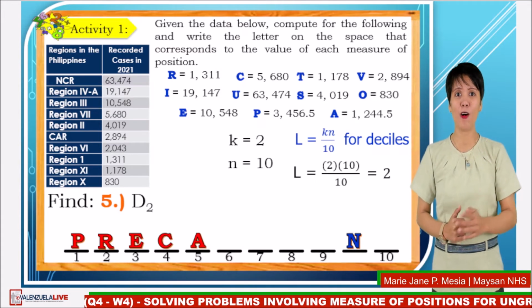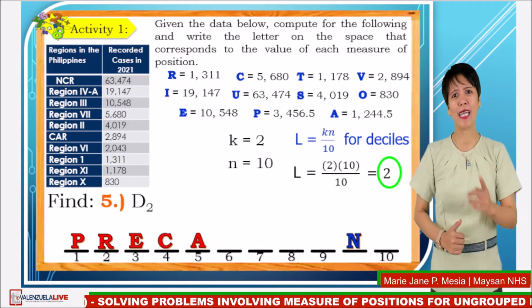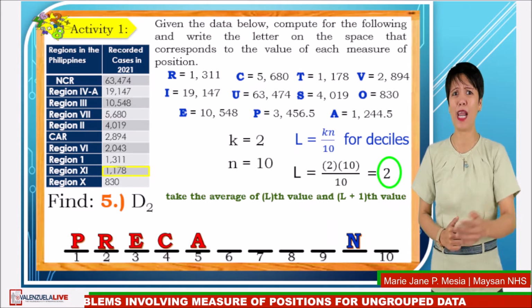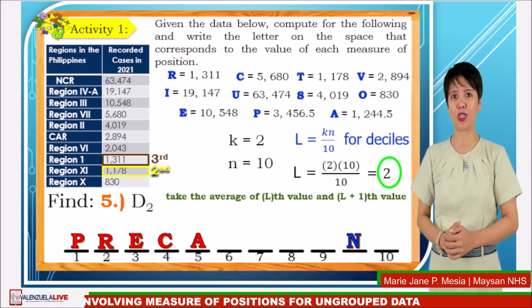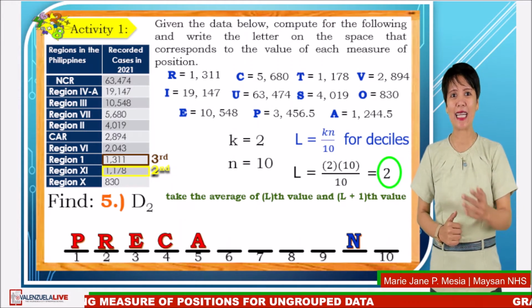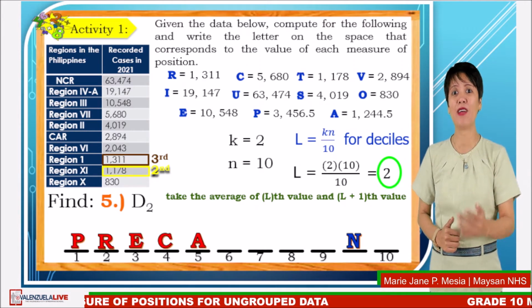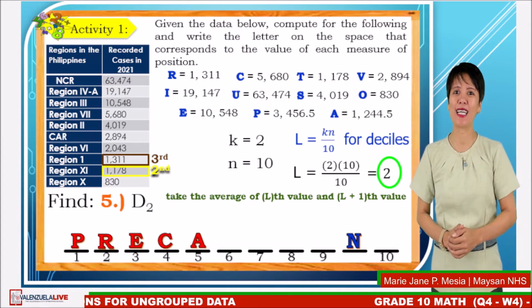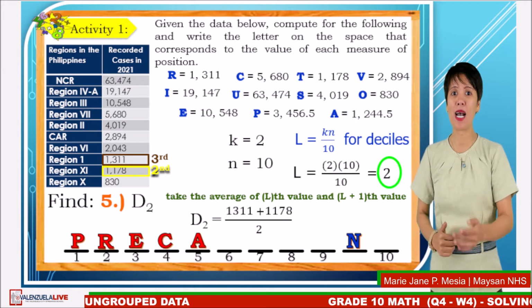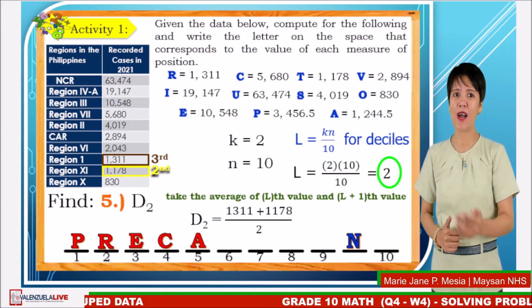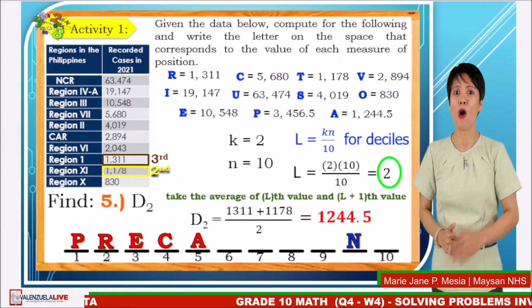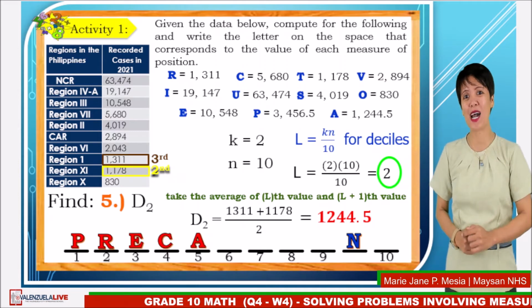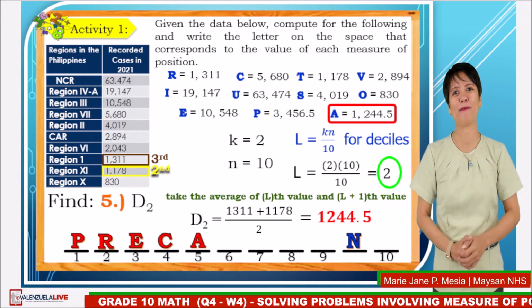Since the L or locator is a whole number, take the average of the L value and the L plus 1 value, or the average of the values in the second and third positions. These are 1,311 and 1,178 respectively. So, the value of the second decile is 1,311 plus 1,178 divided by 2, which is equal to 1,244.5. And the letter that corresponds to the value is letter A.